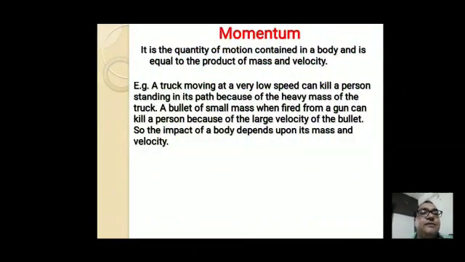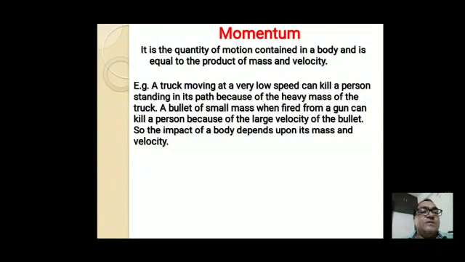Now understand it here. It is the quantity of motion contained in a body and it is equal to the product of mass and velocity. Let's understand it with another example. A truck moving at a very low speed can kill a person standing in its path because of the heavy mass of the truck. It means that, students, if a truck is moving at 5 meter per second, its speed is very low, and if a person is standing on the road, the person can be killed by that truck or vehicle.